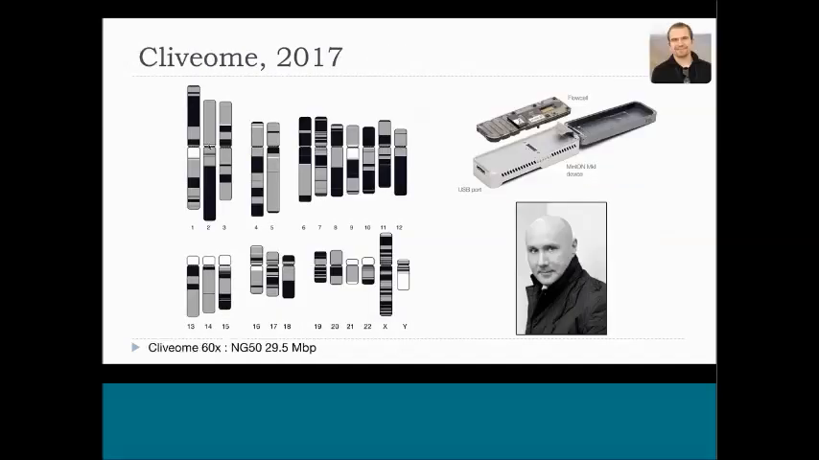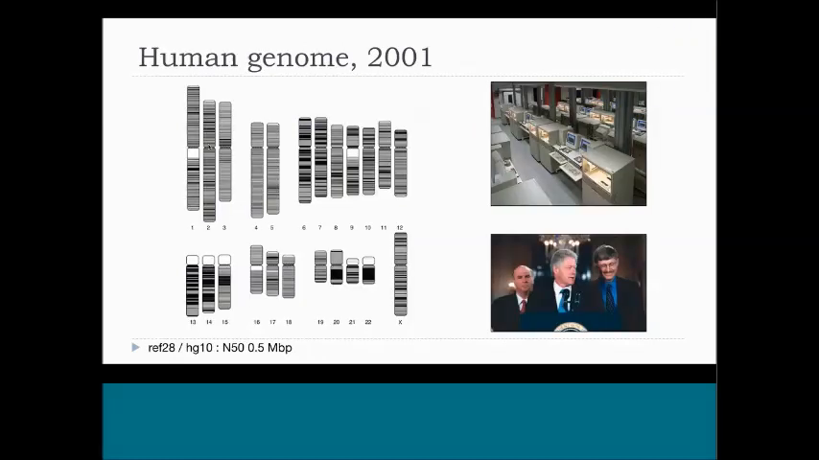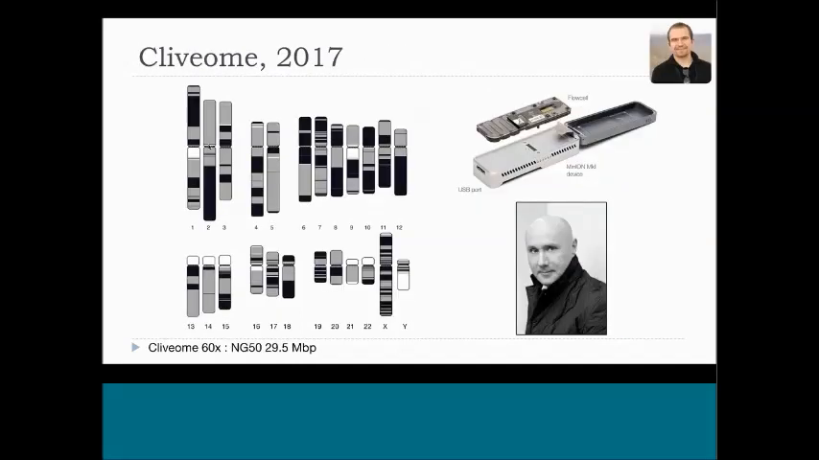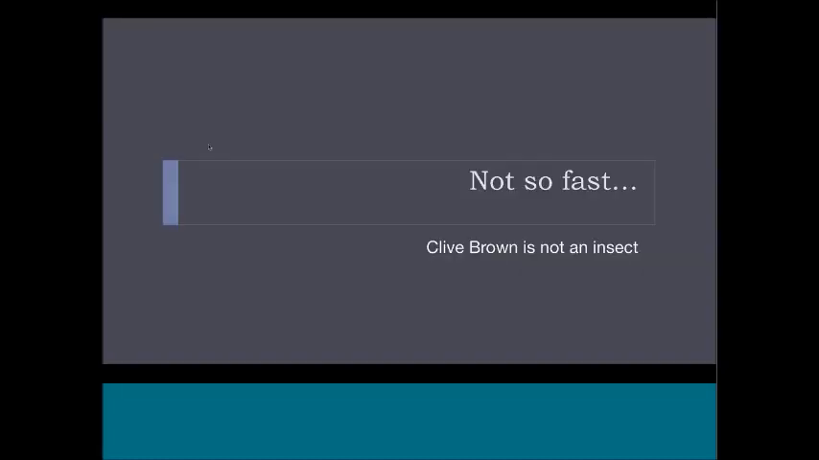Now the catch here is that the Clivome isn't nearly as accurate at a base level, but at a structural and continuity level, it's much more complete. So it's quite amazing to think we came from 2001, rooms full of these giant ABI sequencers, to get a half megabase pair contig N50, to now having a single individual with a 30 megabase pair contig size.